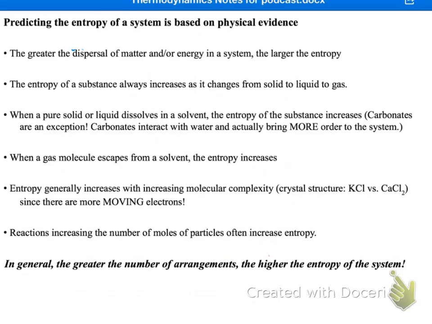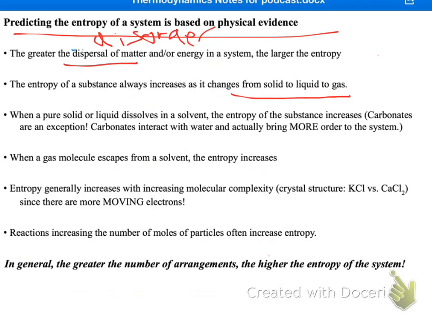Okay, so we predict entropy based on physical evidence. So the greater the dispersal of matter or disorder or spread out or less condensed in a system, the larger the entropy. Okay, the entropy always increases as it changes from solid to liquid to gas, because as you can imagine, the gas is just much more spread out, much more disordered. You know, a solid is very ordered, you know. Particles are nice, neat lattice work.